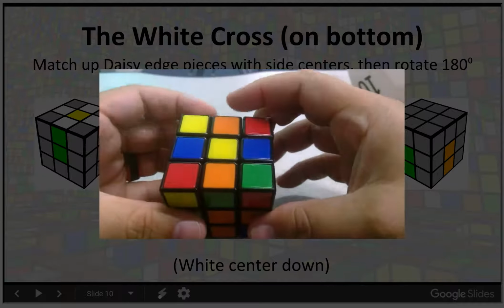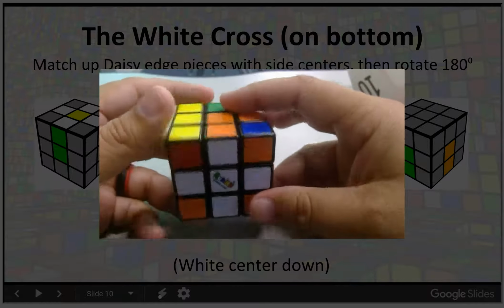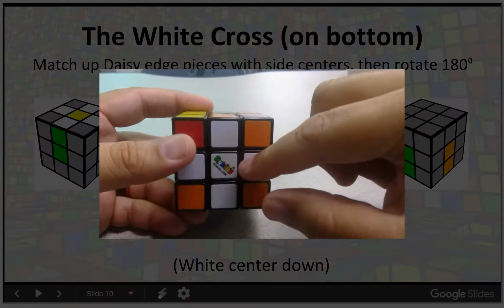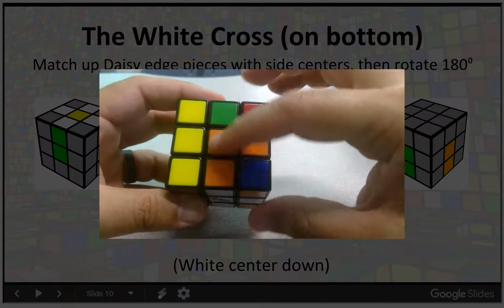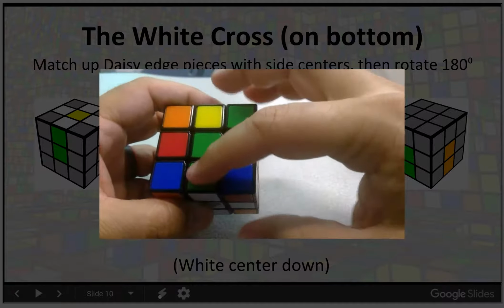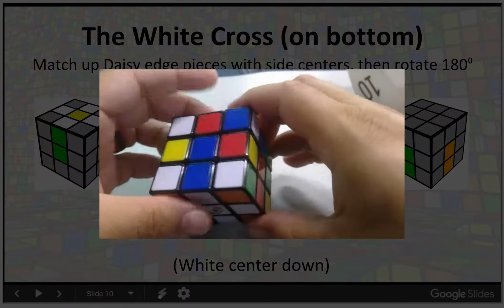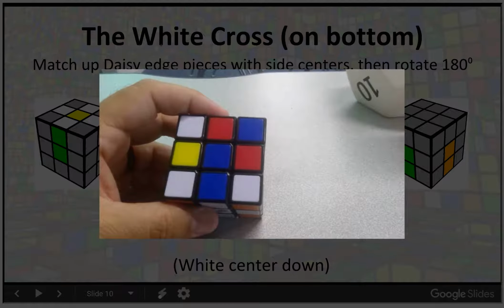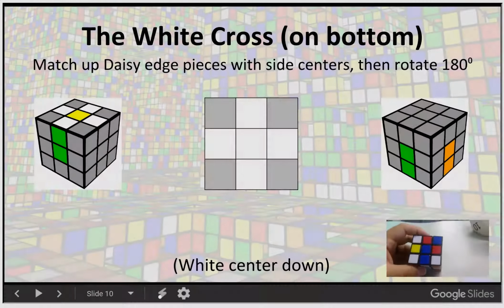And so now my daisy is gone, which is good. I look at the bottom and I now have the white cross. So white cross was my goal, and I also have all of these centers and edge pieces matching. So good to go. Finish that piece. Let's look at the next part.